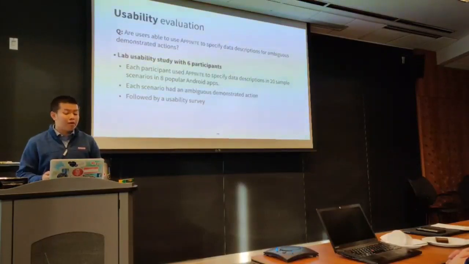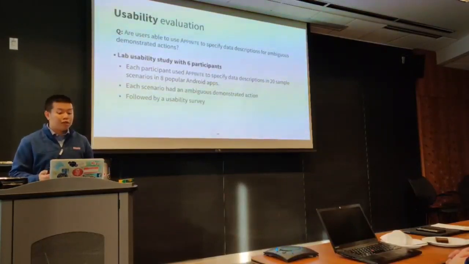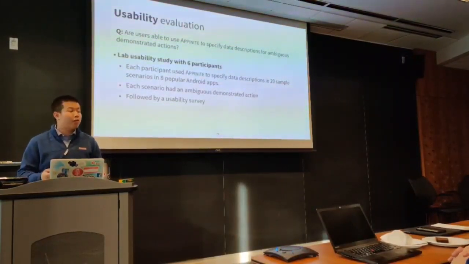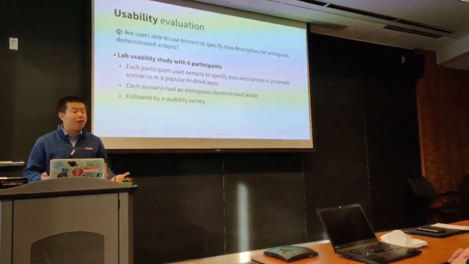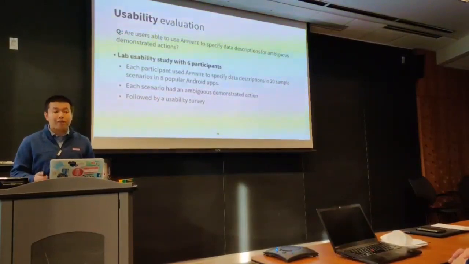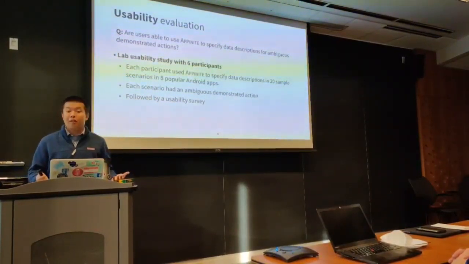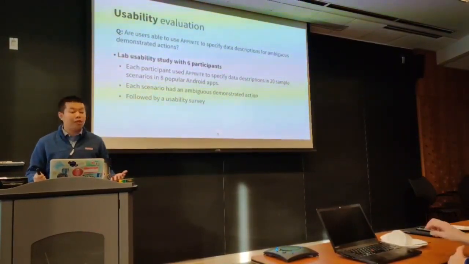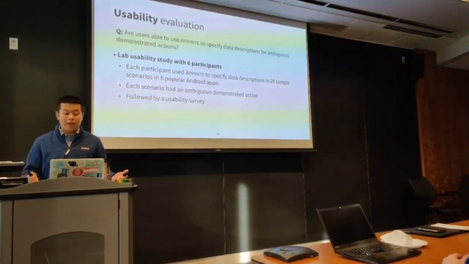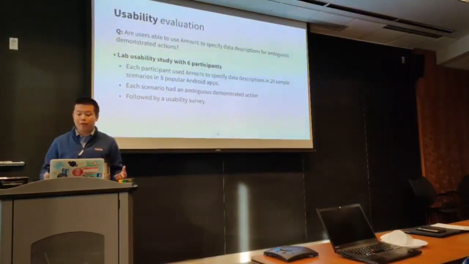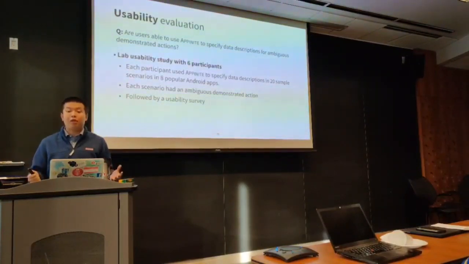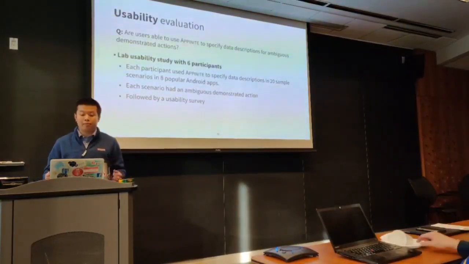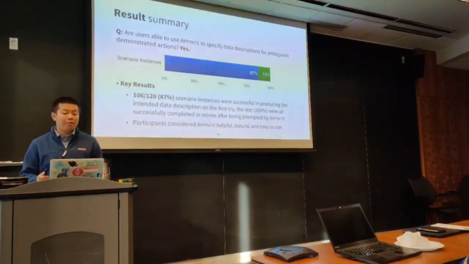To evaluate whether users are able to use AppNight to specify data descriptions for ambiguous demonstrated actions, we did a lab usability study with 6 participants. In this study, each participant used AppNight to specify data descriptions in 20 sample scenarios in 8 popular Android apps. They also filled out a usability survey afterwards. Let me summarize the key results from the study.